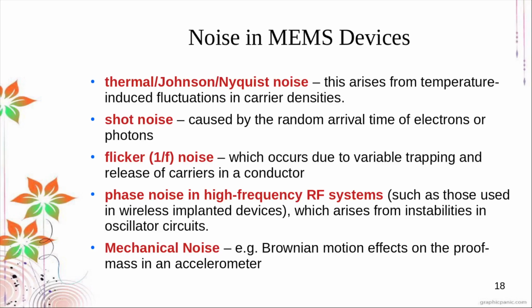Brownian motion. This affects the proof mass in an accelerometer. So Brownian motion is the random movement of your molecules.